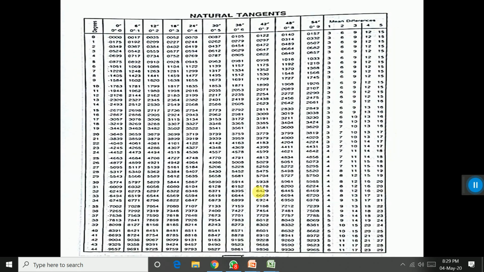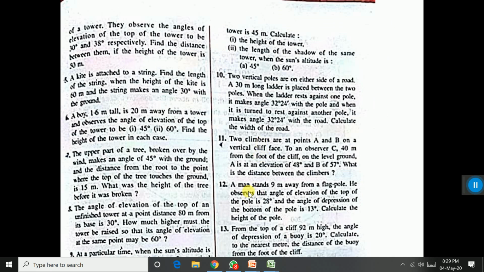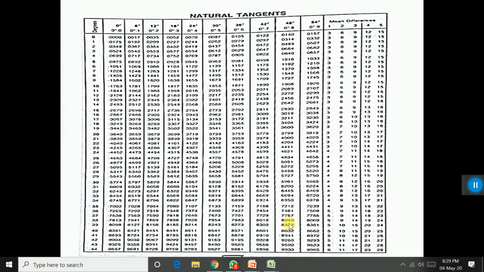Now number 12, let us read. A man stands 9 meters away from a flagpole. He observed that the angle of elevation of the top of the pole is 28 degrees and the angle of depression of the bottom of the pole is 13 degrees. Calculate the height of the pole.